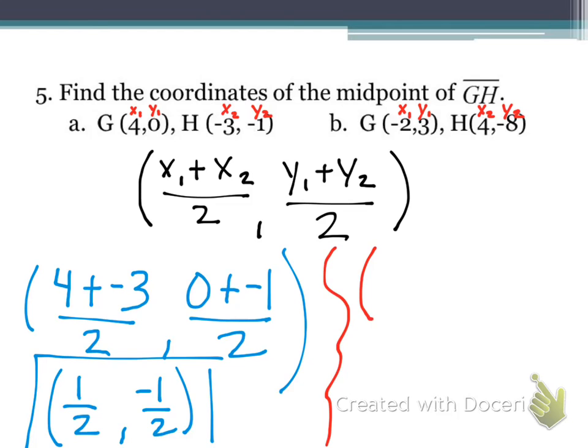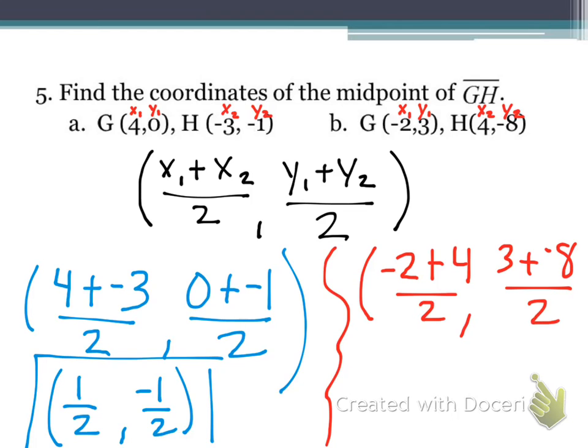Alright, same thing on the second one. So I want to add the two x's. x1 is -2, x2 is 4, all divided by 2. Add your y's. y1 is 3, y2 is -8, all over 2. Then we are basically just simplifying. So I have -2 plus 4, that's 2 over 2. And 3 plus -8 is -5 over 2.